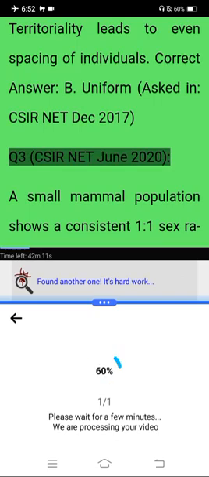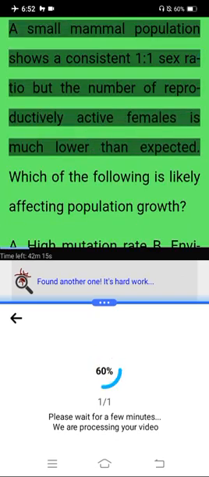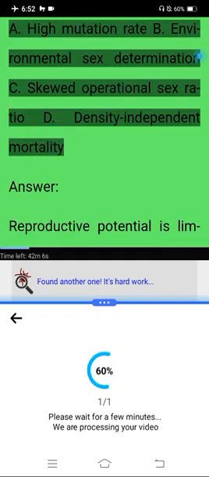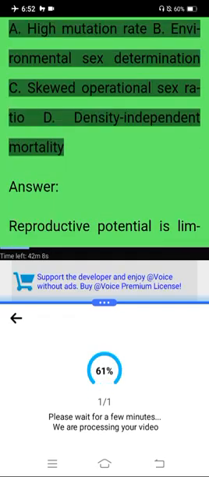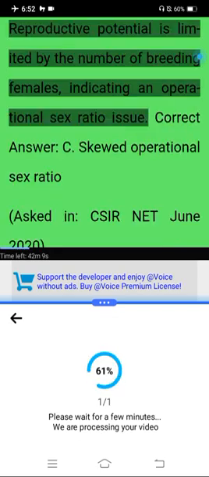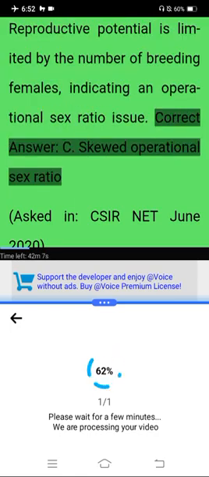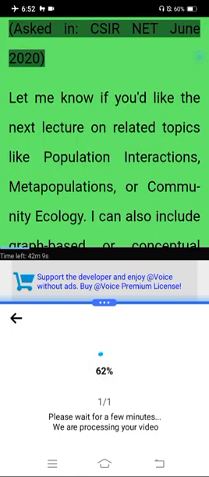Q3, CSIR NET June 2020. A small mammal population shows a consistent one-sex ratio, but the number of reproductively active females is much lower than expected. Which of the following is likely affecting population growth? A high mutation rate, B environmental sex determination, C skewed operational sex ratio, D density independent mortality. Answer: reproductive potential is limited by the number of breeding females, indicating an operational sex ratio issue. Correct answer: C skewed operational sex ratio. Asked in CSIR NET June 2020.